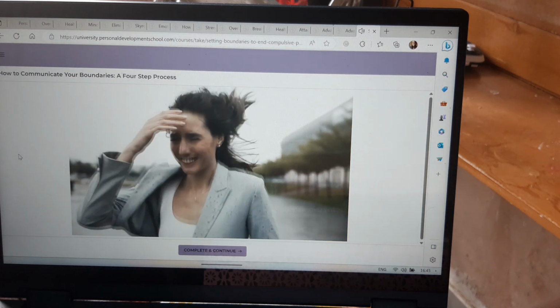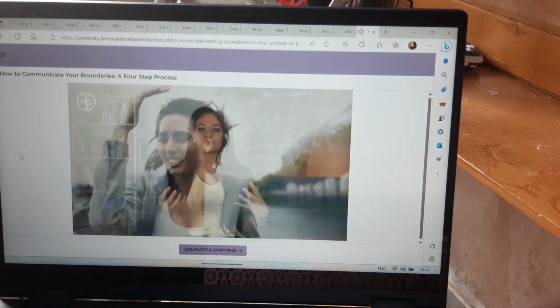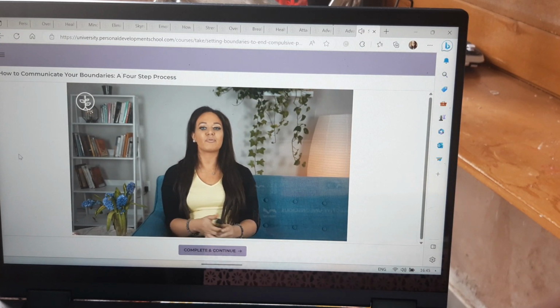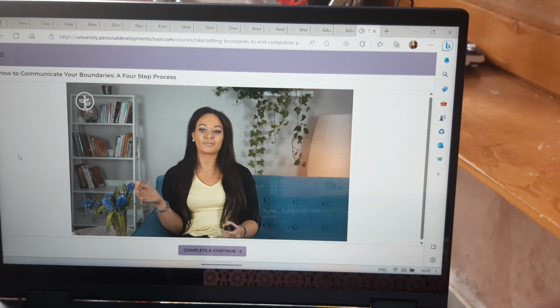Step three, if there is no positive response or progress, you then know that you have to set an absolute boundary, okay? Or at least a larger boundary. So you can ask yourself a question like, on what scale can I have this person in my life before it just really causes unnecessary negative feelings for me?